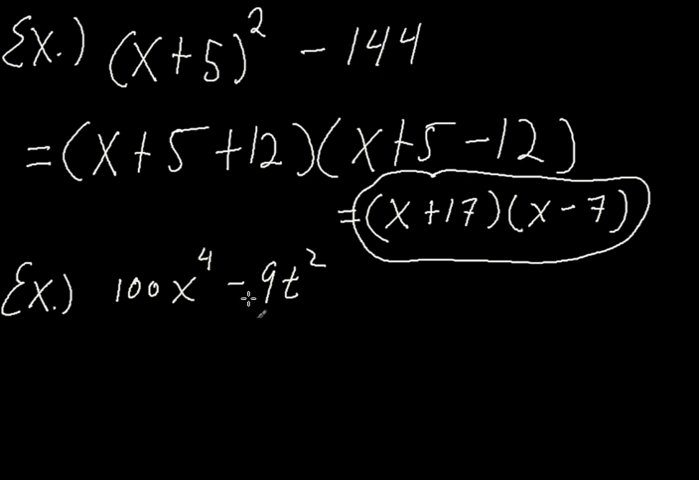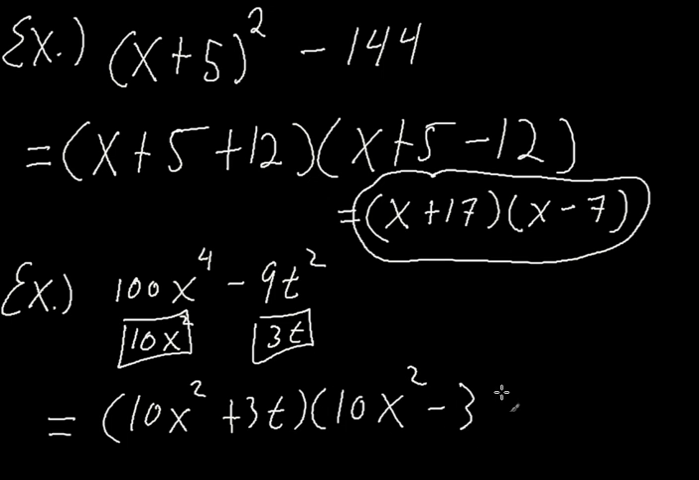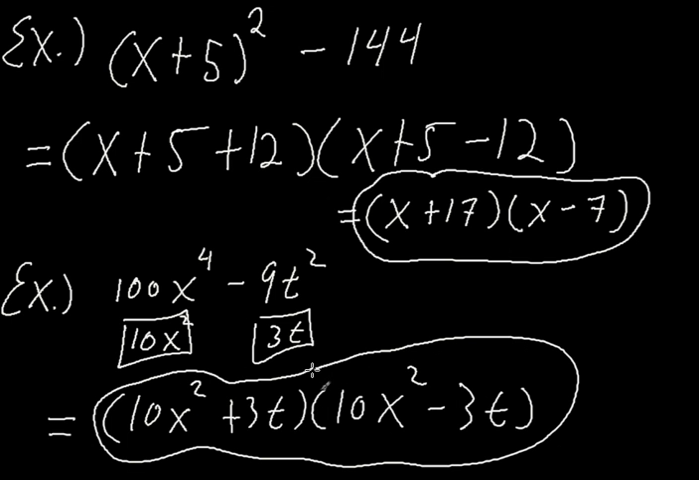100x to the 4th minus 9t squared. Well, 100 is 10 times 10. x to the 4th would be x squared times x squared. So this is 10x squared squared. And then 9t squared is going to be 3t squared. So I think this would be 10x squared plus 3t, 10x squared minus 3t. Okay. All right.